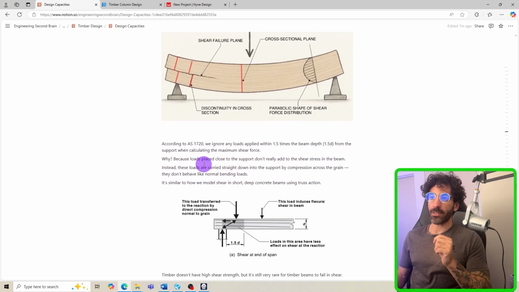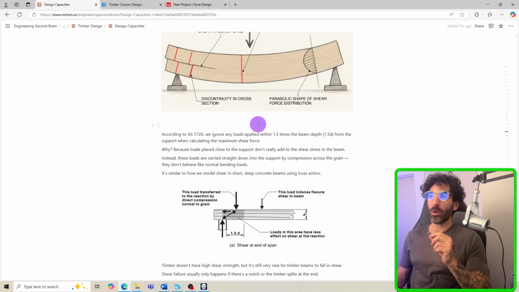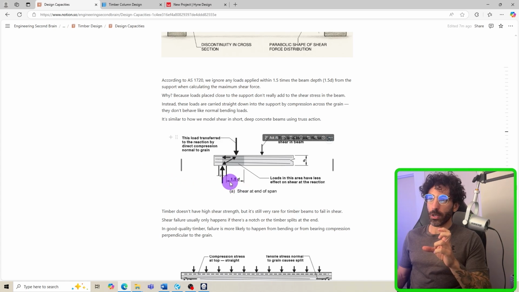According to AS 1720, we ignore any loads applied within 1.5 times the beam depth from the support when calculating the maximum shear force. So from the support face here up to 1.5 times D, any load that is applied in this area is going to be disregarded for the calculations of shear.